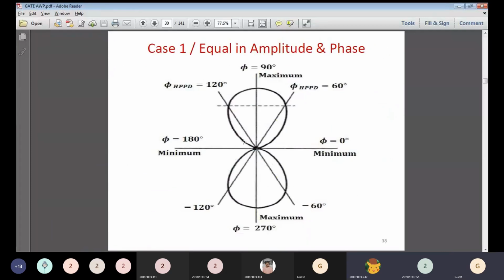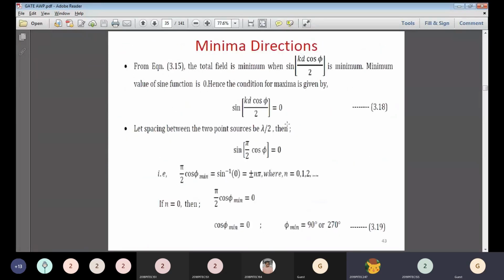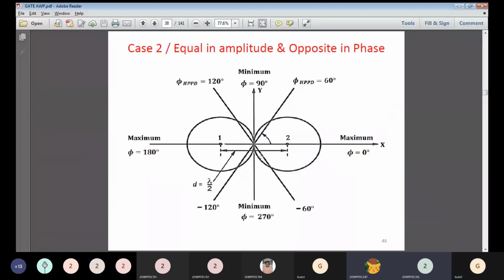So in broadside array, the radiation pattern is going to be perpendicular to the axis. It's called a figure of 8. But in case of end-fire array, you are going to get the radiation pattern, or we can say field pattern, like this. This is the total radiation pattern of end-fire array in case 2, equal amplitude and opposite phase. This is your end-fire array concept.